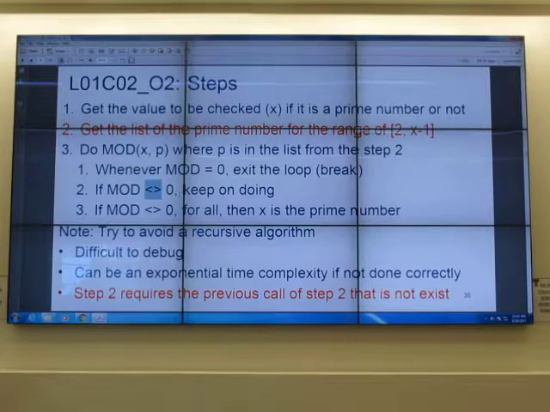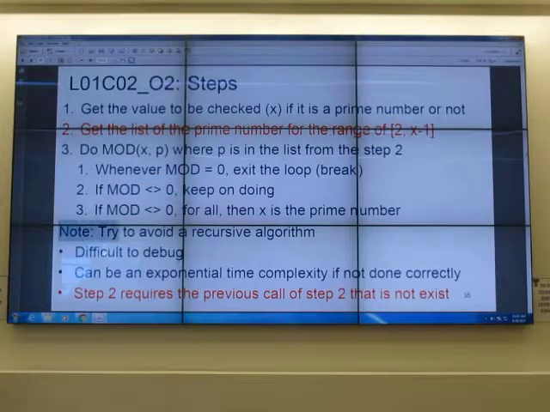So let's say we talk about 10, or maybe 17. Is 17 a prime number or not? I check 2. 17 is a prime number. Let me do 21. Is 21 a prime number or not? 21 is not a prime number, right? So the first step, I check number 2. 21 mod 2 has the remainder equal to 1. So the mod result is not equal to 0. We keep on doing. Then we have 21 mod 3. 21 mod 3, the remainder is 0. Then we stop. Then we say it's not a prime number. Okay?